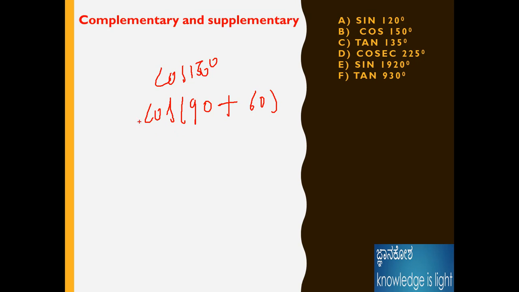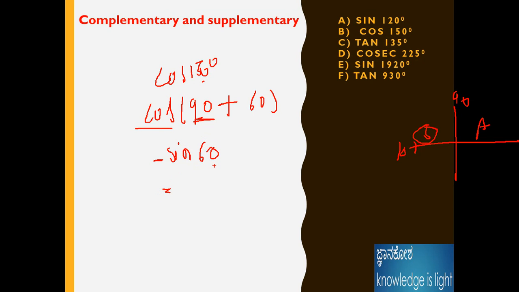Understand? In the second quadrant, 90 plus is there, so by ASTC it should be negative only. Why? Because cos should be negative: sine and cosecant are positive in the second quadrant, between 90 and 180, and the question is 150, which lies in between. Therefore cos is negative in the second quadrant, and cos should be converted to sine of 60, because 90 is present.